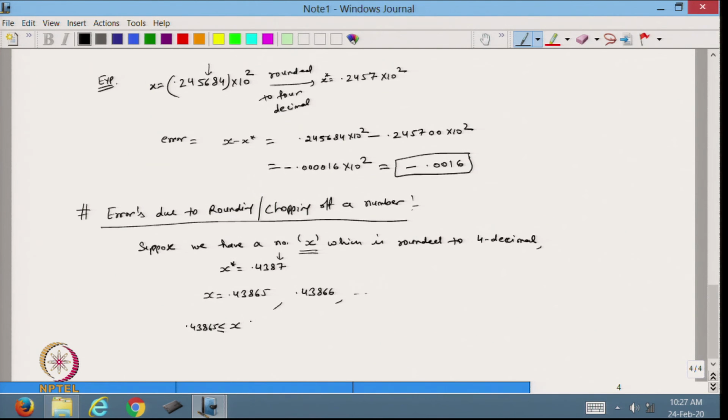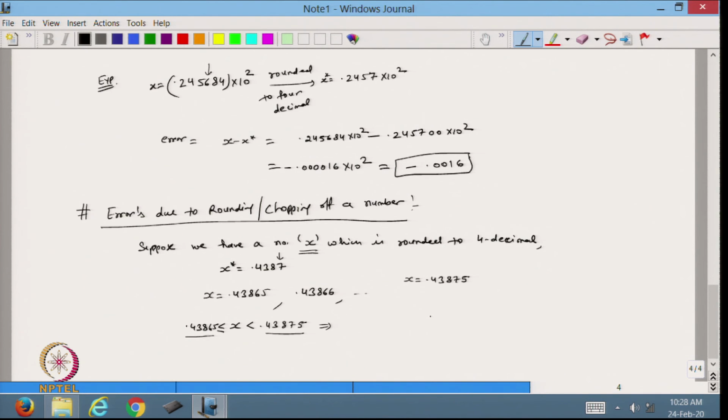Now, what is the largest number? Suppose my x is equal to 0.43875. If I have this number, then this digit becomes 8. So, I can say that this number can be always less than 0.43875. I am not putting equal, because the equal sign would mean that if it is 4 here, then this number will be 0.4387. So, that is the lower bound of this number and this is the upper bound of this number.